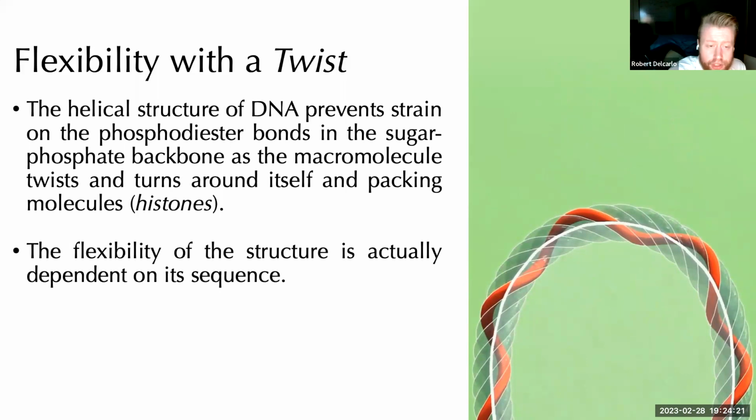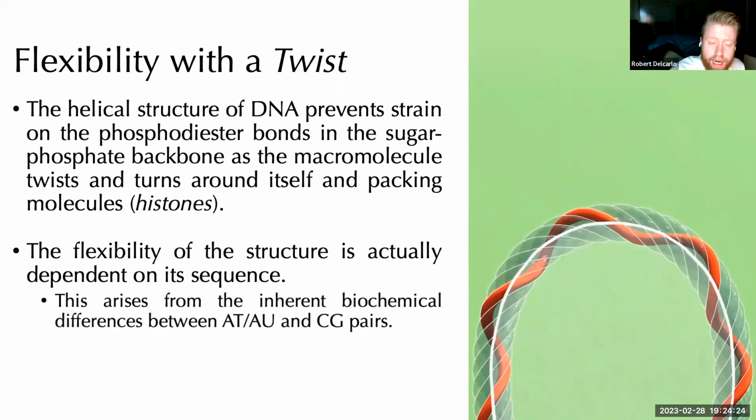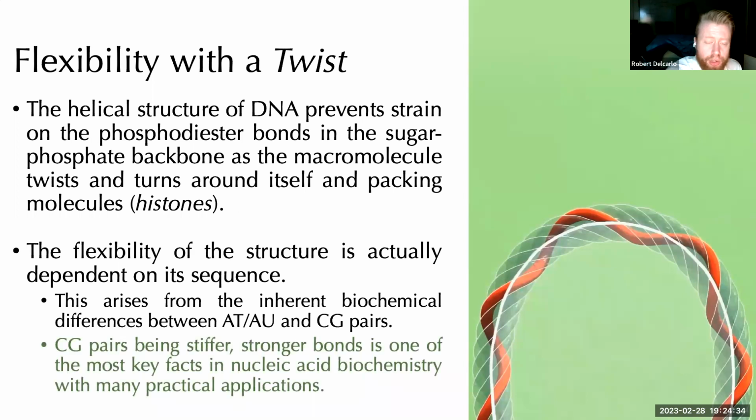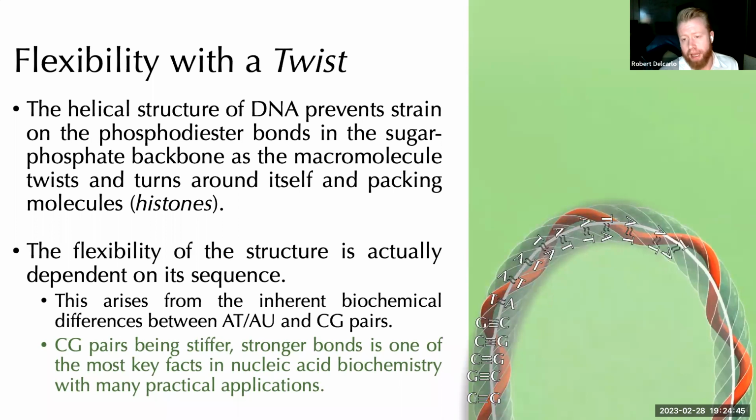The flexibility of the structure is dependent on its sequence, and this arises again from the relationship between AT and AU and GC pairs. They are different because the GC has 3 hydrogen bonds and the AT-AU has only 2 hydrogen bonds. GC bonds being a stronger, stiffer bond is a key fact of nucleic acid biochemistry.